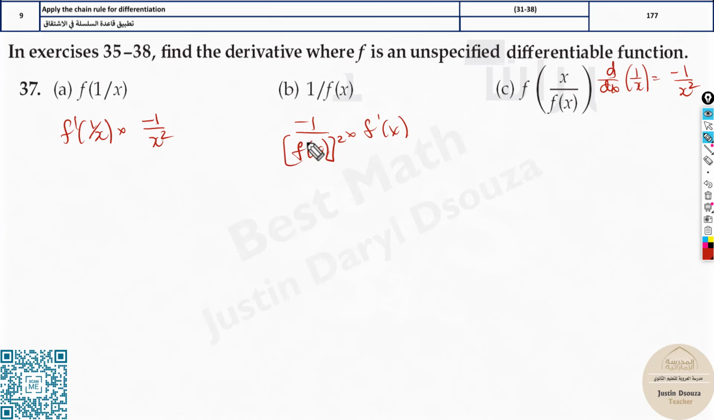Because first I do 1 by x. Instead of x, I have f of x. That's fine. Minus 1 by x squared. Then whatever is this x term, I have to derive it. So derivation of the x term would be x itself. Sorry, f prime of x itself.